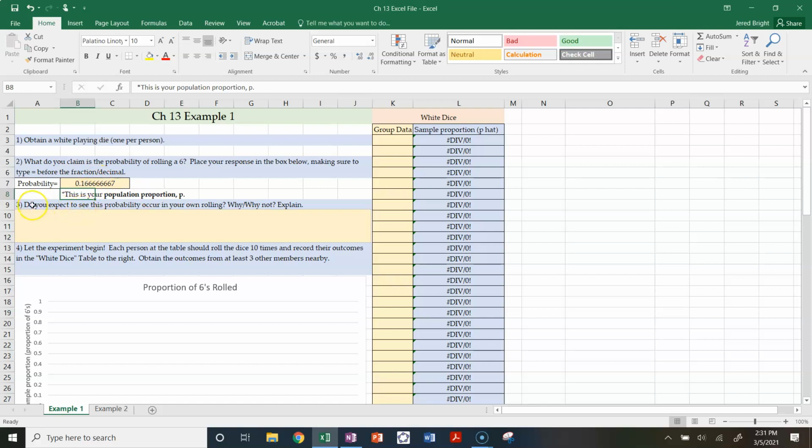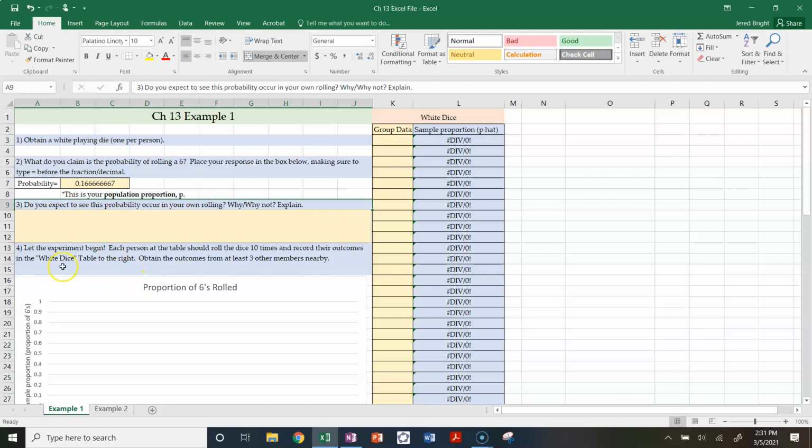Okay, so now do you expect to see this when you roll? This is a question that I'm not going to answer because this is individual. So just take a minute and think for yourself. Do you expect to see 1 out of 6 rolls be a 6 every single time? Why or why not?